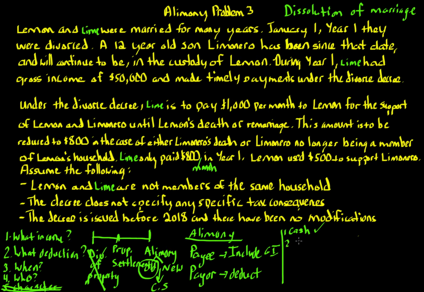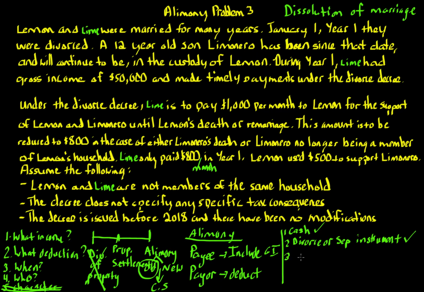Next, it must be part of a divorce or separation instrument. And remember that the tax law under Code Section 71 has some definitions of this, but specifically if it's a divorce decree in which the court requires one spouse to pay another, it meets the criteria. So we have that. It's a divorce decree in which Lime is to pay Lemon.